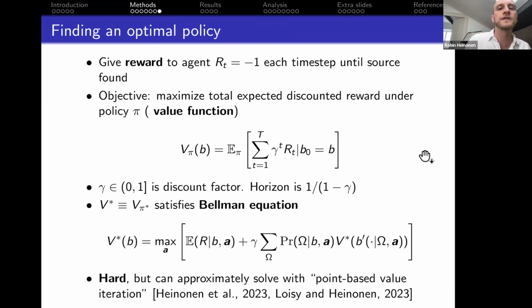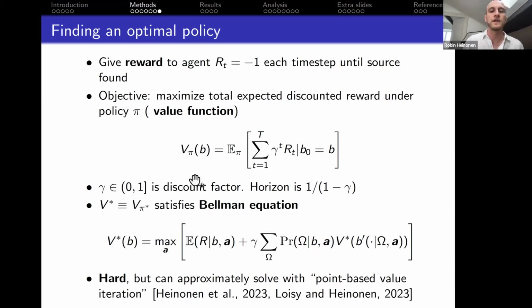To get an optimal policy, we want to minimize the time of arrival. So we model this by giving a reward to the agent at every time step of -1 until the source is found. Formally, our objective function is something called the value function, which is a function of the belief parameterized by the policy, which gives the total expected discounted reward under your policy pi, conditioned on starting with that belief.